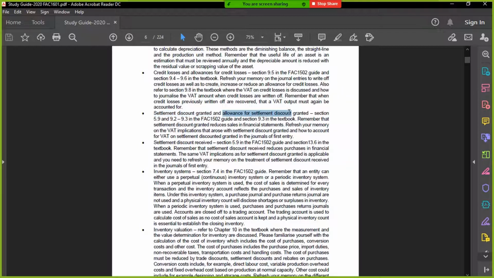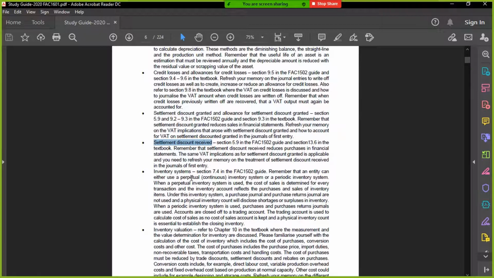An allowance for discount granted is the same as allowance for credit losses. You're providing for something bad. A settlement discount that's granted is an expense. A credit loss is an expense. So whether you're providing for an allowance on a credit loss or on a discount that's going to be granted, it's still a negative asset. Settlement discount received is an income. Good.